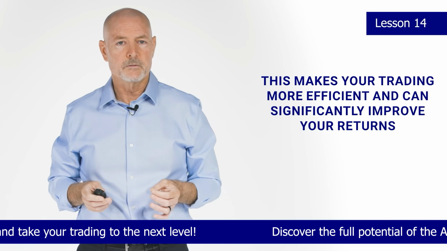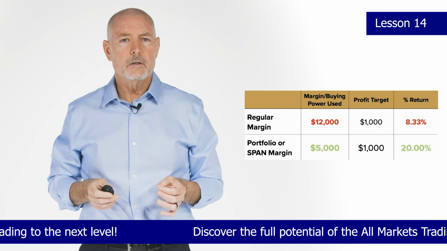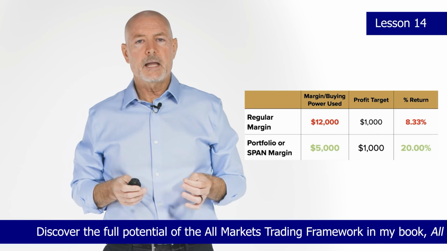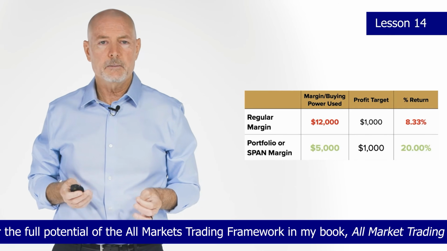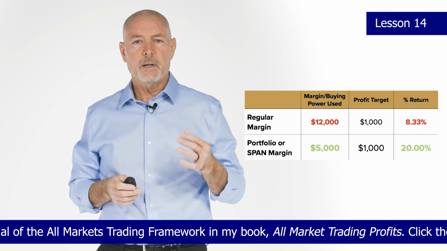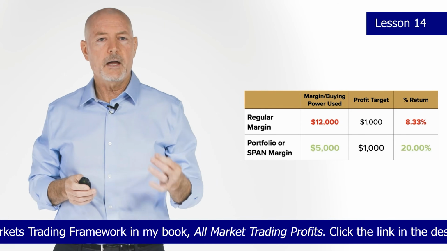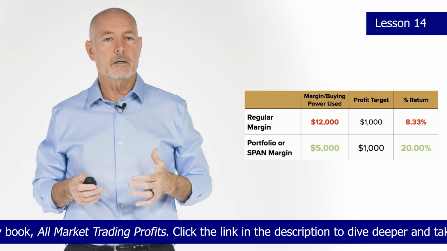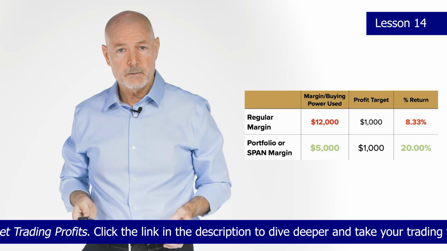So let's look at some numbers. If you need $12,000 with regular margin for a $1,000 profit target, that's about an 8.3% return on capital. But with portfolio or span margin, you might only need $5,000 for the same $1,000 profit target, giving you a much higher 20% return on capital.